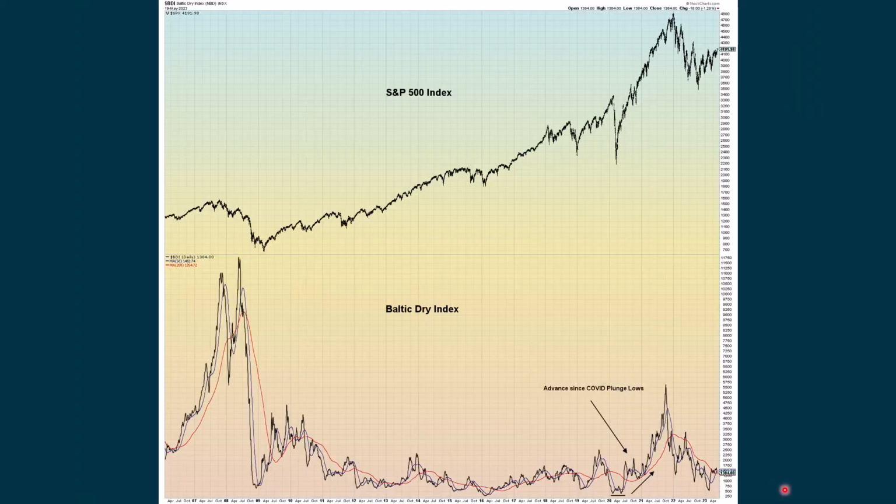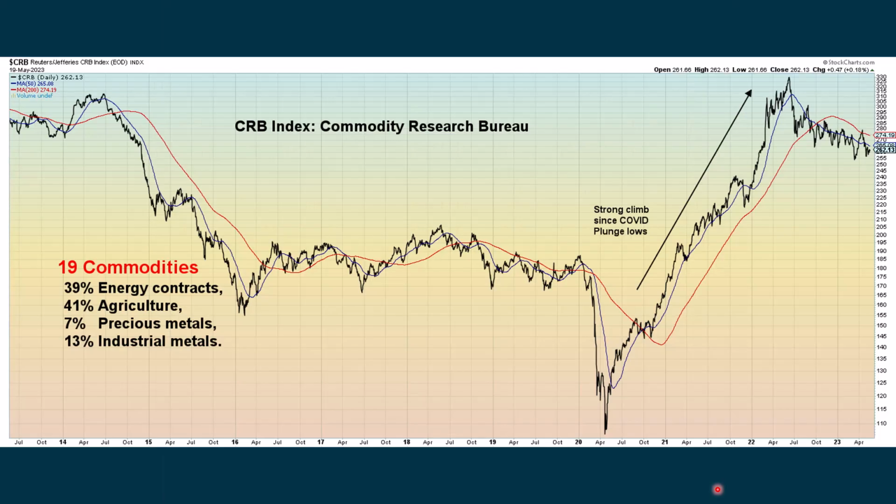We also look at the Baltic Dry Index. How much does it cost to ship products from one place to another? When we see inflationary pressures, this price is going up, but now we're seeing more deflationary pressures. And then we look at the CRB index itself, and when they're going down, that's more deflationary.